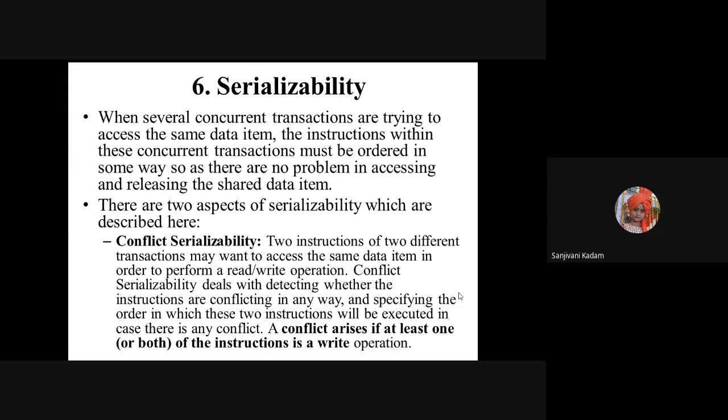Conflict serializability deals with detecting whether instructions are conflicting in any way, and specifying the order in which two instructions will be executed in case there is any conflict. A conflict arises if at least one of the instructions is a write operation. Okay, so here in the previous example, wait.